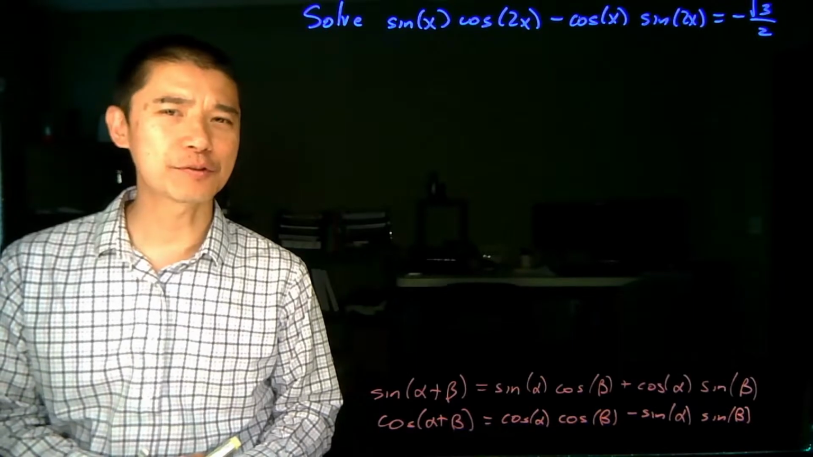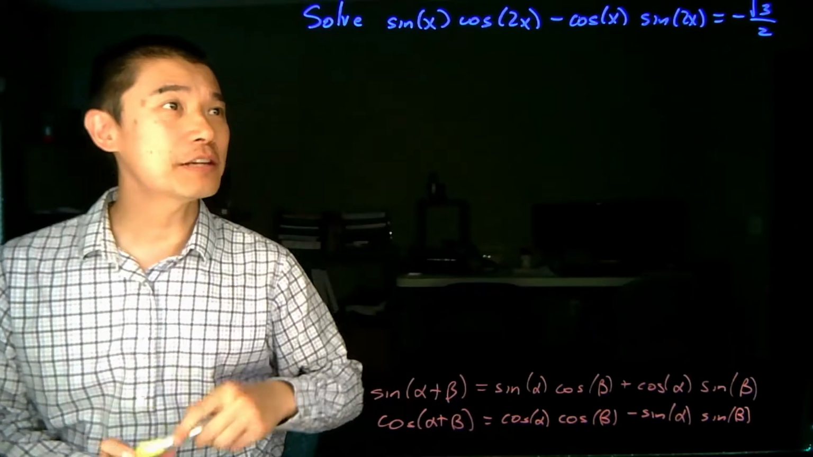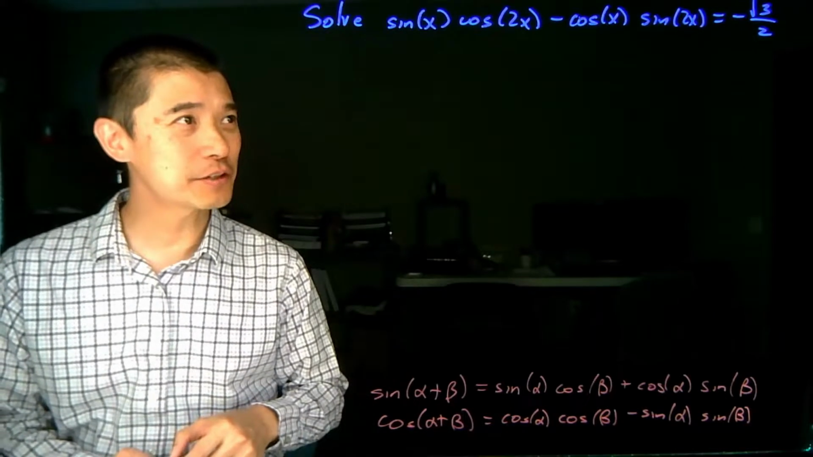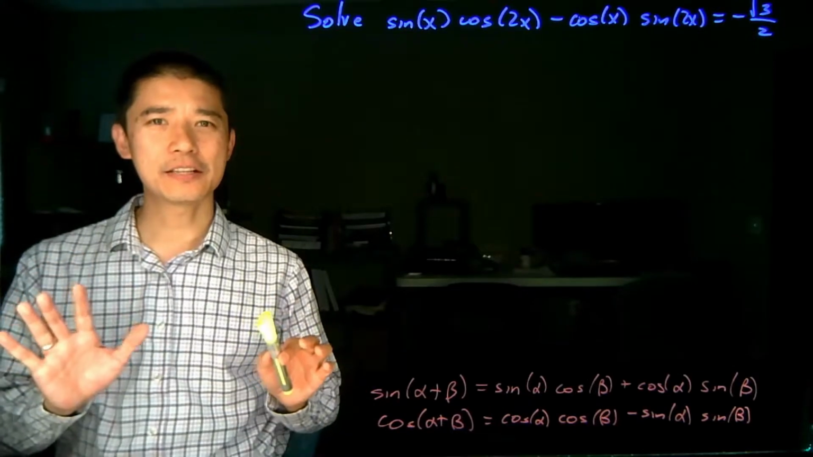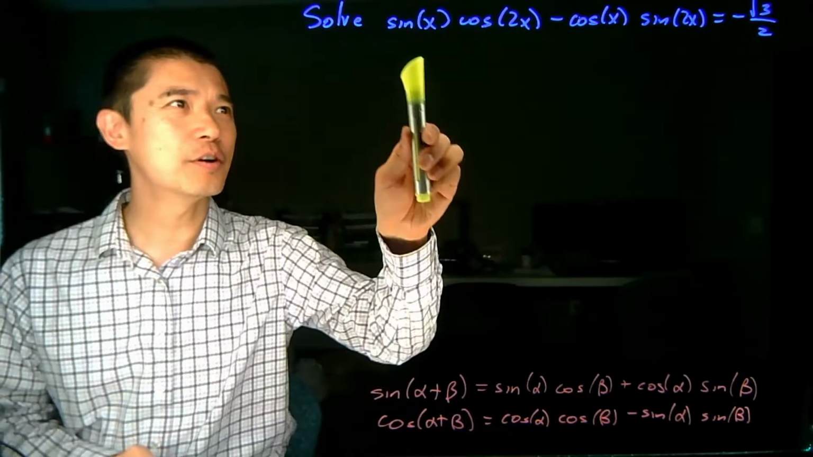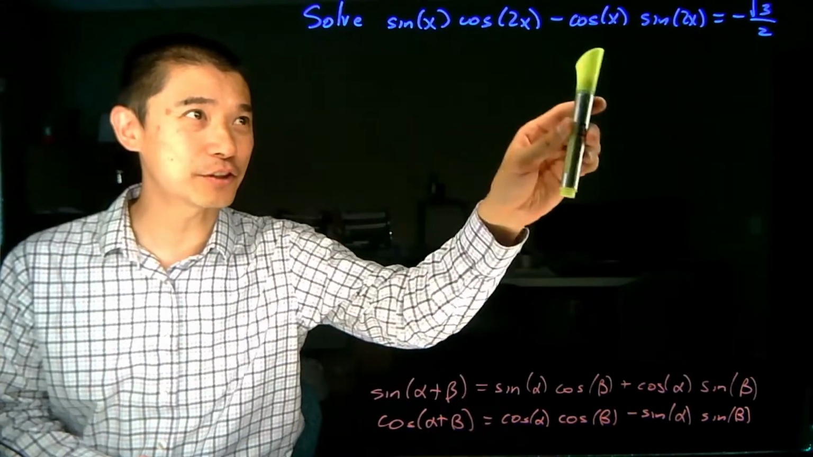Here's an example of solving an equation using the sum and difference formulas. Solve sine of x cosine of 2x minus cosine x sine of 2x equals negative root 3 over 2. Now once again, this is part of pattern recognition. When you see this combination, something should be going off in your head that this pattern looks familiar.